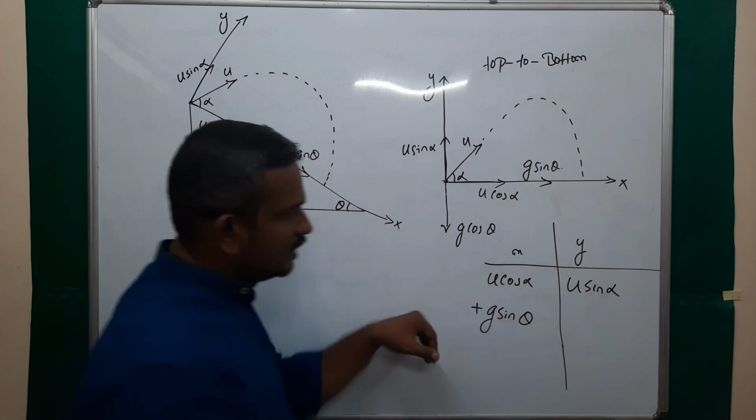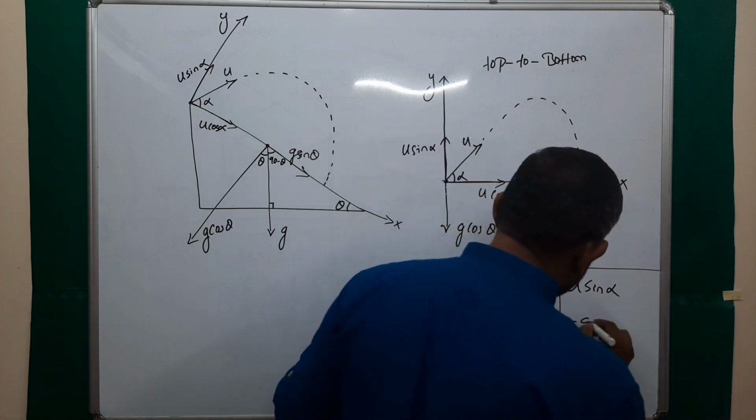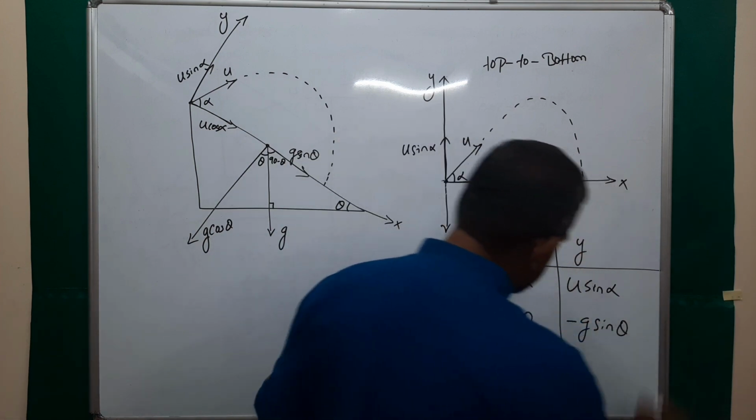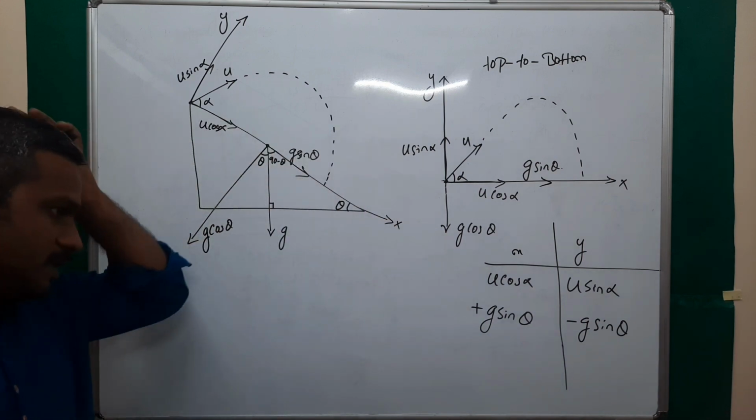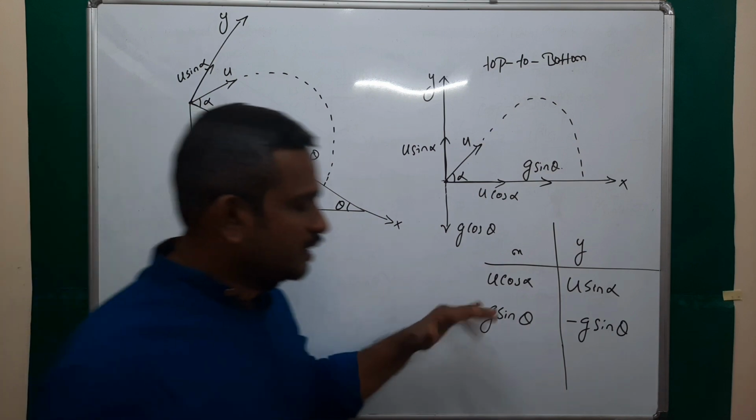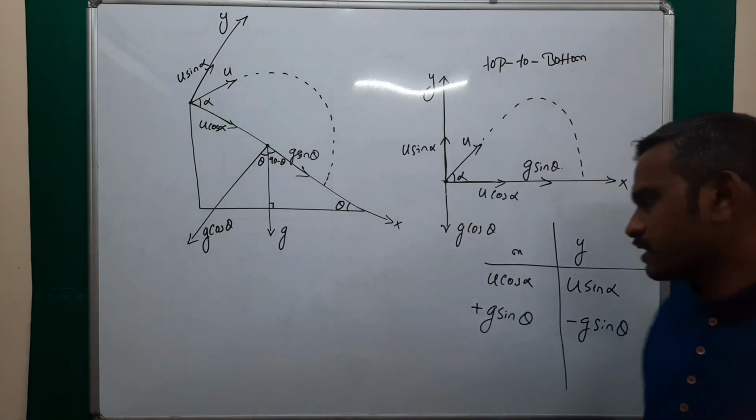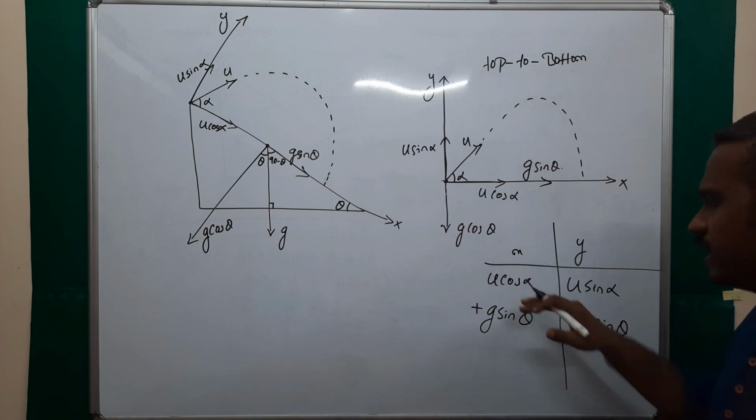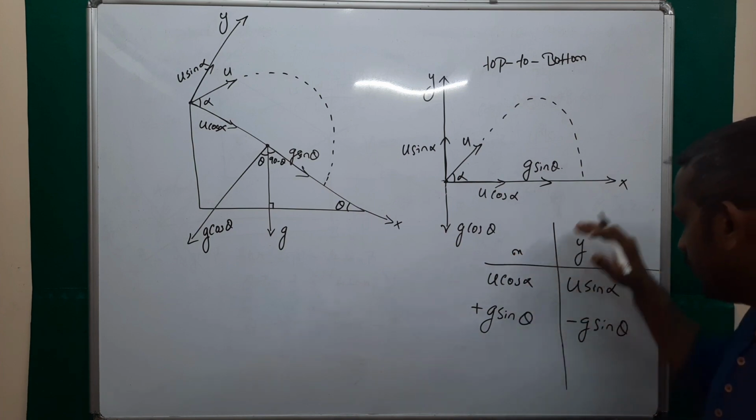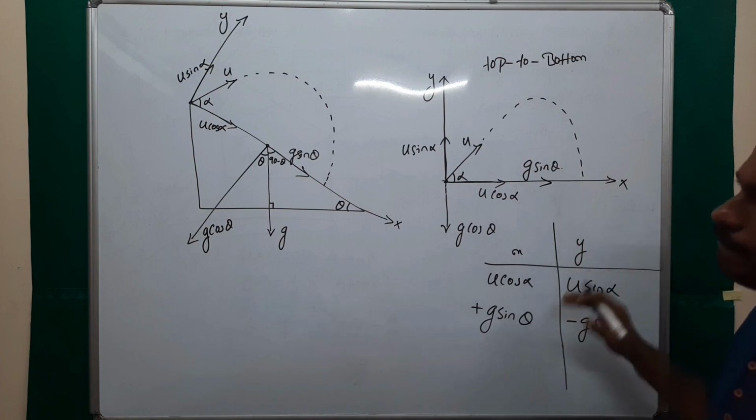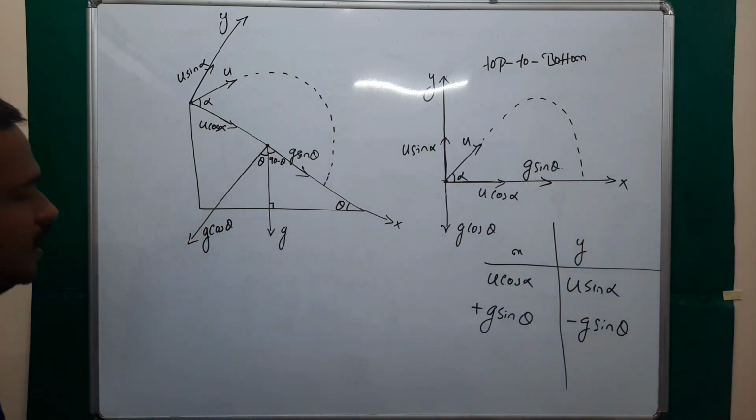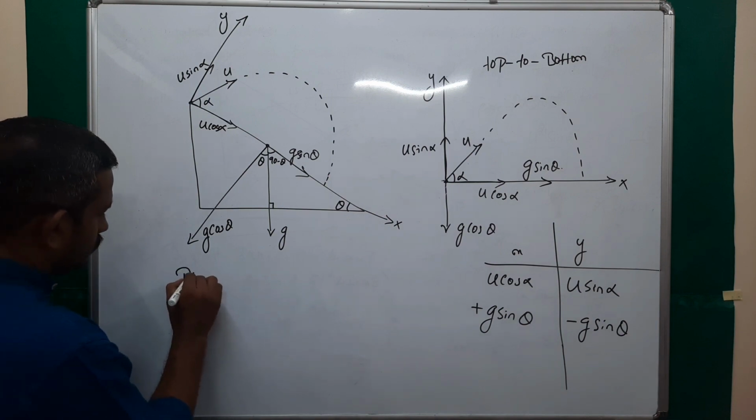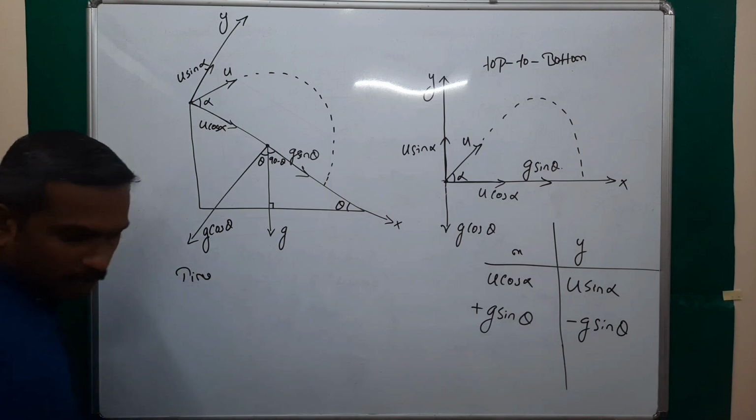What is the vertical acceleration? That is minus g cos theta. These are the velocity and acceleration in the horizontal and vertical directions: x means horizontal direction, y means vertical direction. So now, what about time of flight?